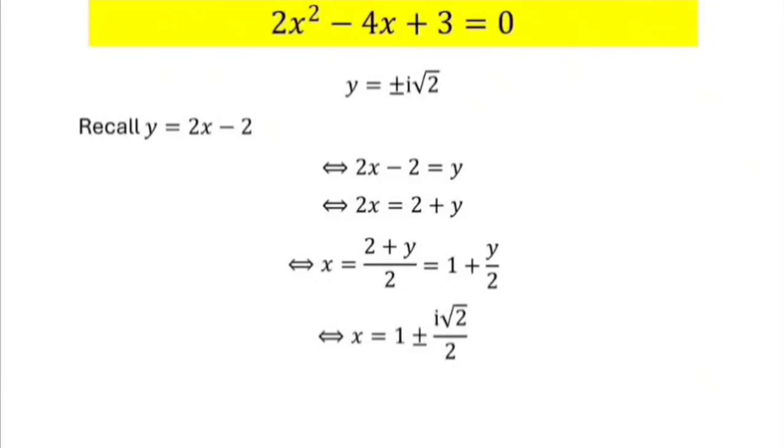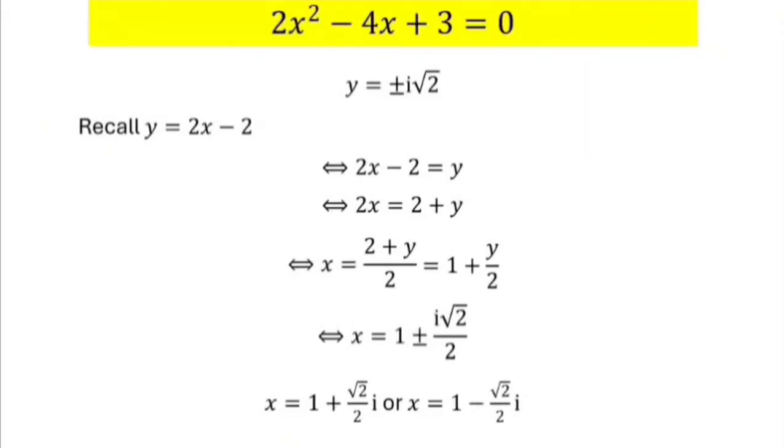And now, of course, the plus and minus bit gives us our two solutions, which are x equals 1 plus root 2 over 2 i. Note I've just moved the i down out of the bracket to keep it in standard form. And of course the other solution is 1 minus root 2 over 2 i.